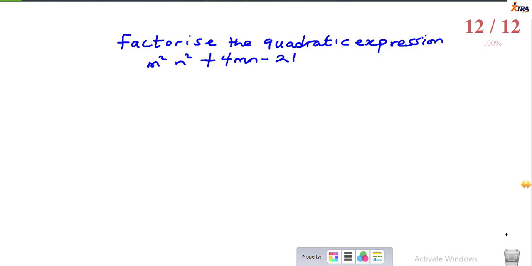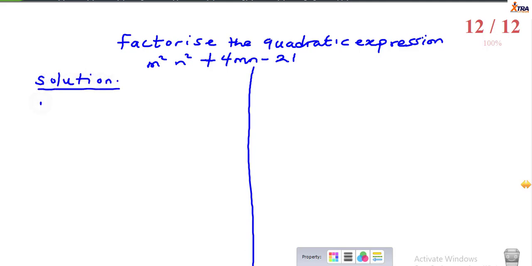Today's class, we're going to solve a question on factorization of a quadratic expression. So we have a question right here: m squared n squared plus 4mn minus 21. We are going to factorize the expression. So remember, in the last class, previous videos, we talked about the steps in factorizing an expression of this nature.